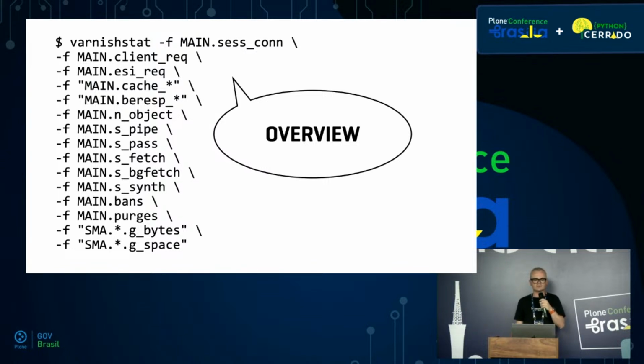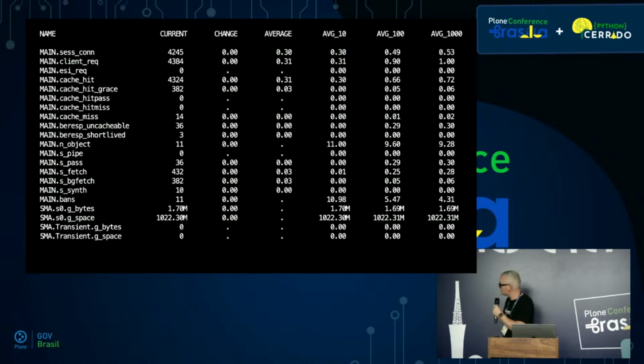So we care about the requests, maybe ESI requests if you use edge side includes, the number of cache hits, misses, passes, all that kind of jazz, backend responses, number of objects, purges you do, and then you can get a little bit extra. So we're seeing 4,245 connections with an equivalent of 4,384 requests, no ESI requests, 4,324 hits, only 14 misses, and 382 hit graces.